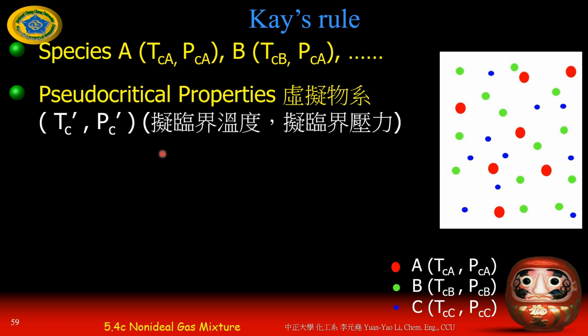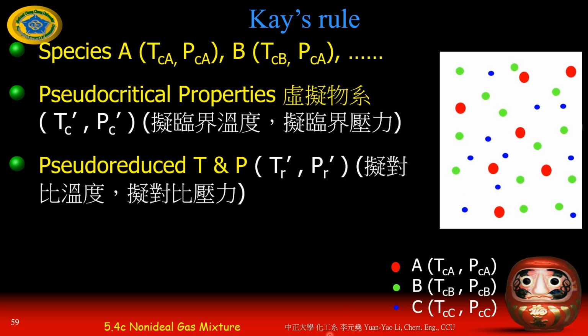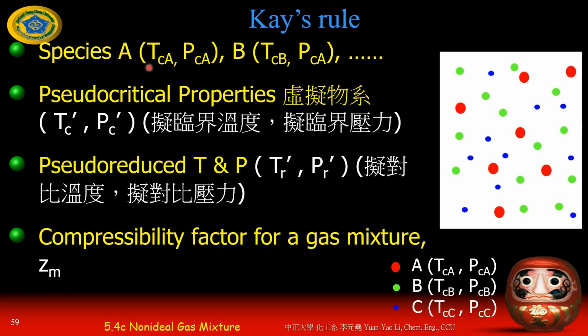So what is pseudo? The pseudo is that you mix up all these critical temperatures together. And then we introduce pseudo reduced temperature and pressure. So you need to remember this. We call these pseudo critical properties. And then once you got pseudo critical pressure and pseudo reduced pressure, you can go to the compressibility chart to get ZM. ZM stands for mixture.